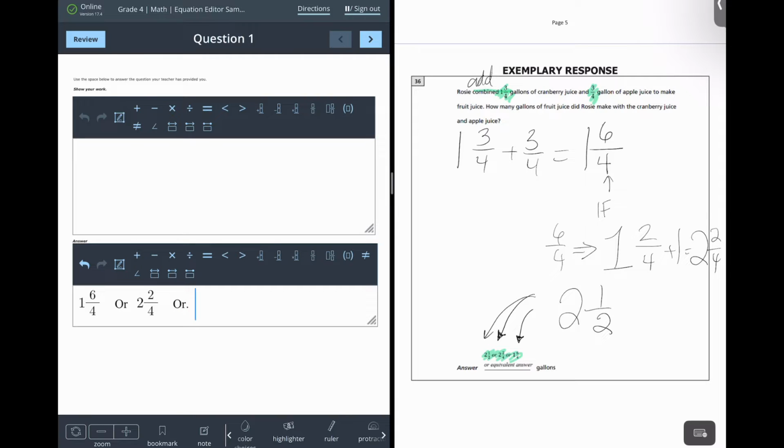Or you could have put the answer, oops, I don't want that little dot there, 2 and 1/2. Any of those answers can work. I put all 3 in there, but the process is still the same. All right, hit pause so you can jot this down and practice typing in that mixed number into your equation editor.